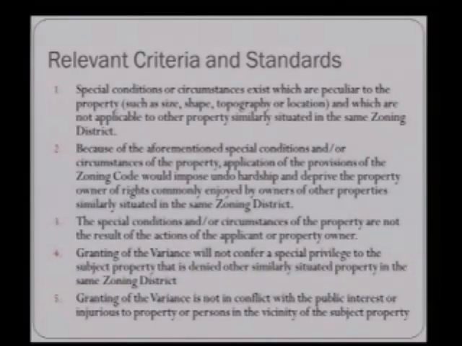Number 3, the conditions of the property are not the result of the actions of the applicant or property owner because the rules changed, the code changed, they own the property, but they didn't make the code changes. And then number 4, it doesn't confer a special privilege because it isn't different from 25 other lots in the area as far as lot width. And number 5, it's not in conflict with the public interest or injurious to the other property in the vicinity because it would make it very similar to the other properties in the vicinity.